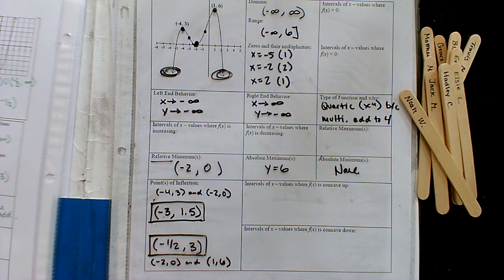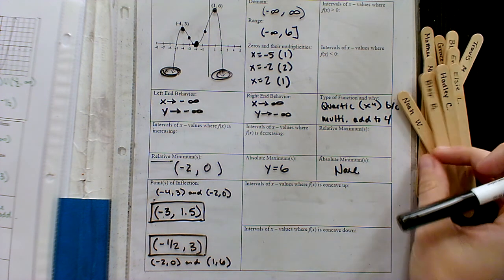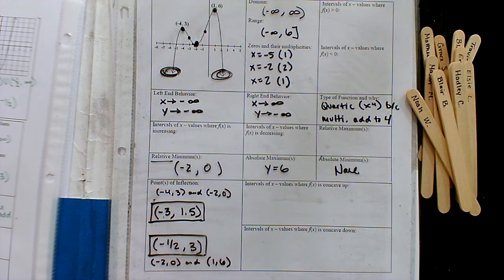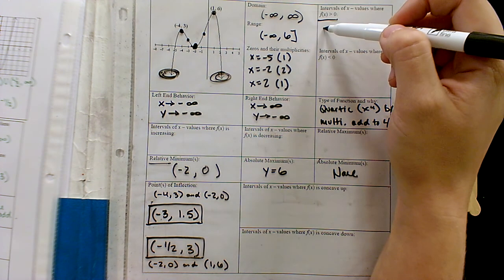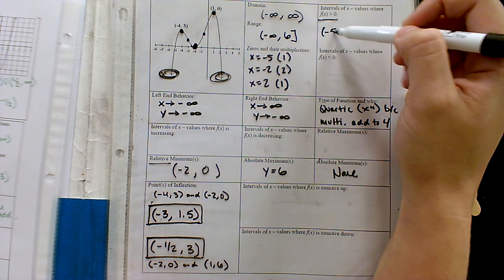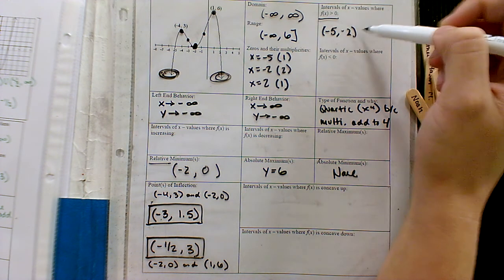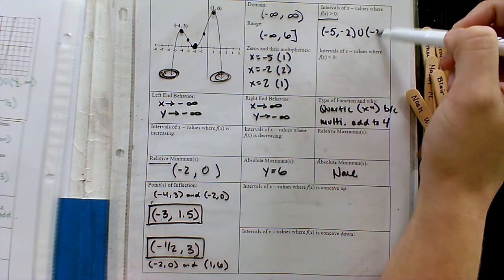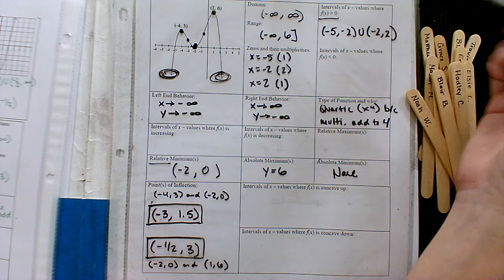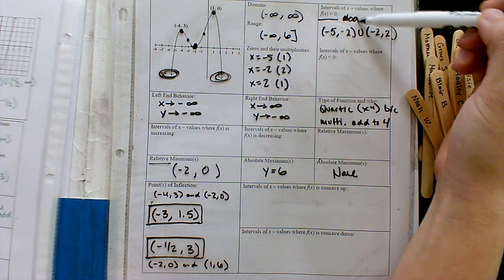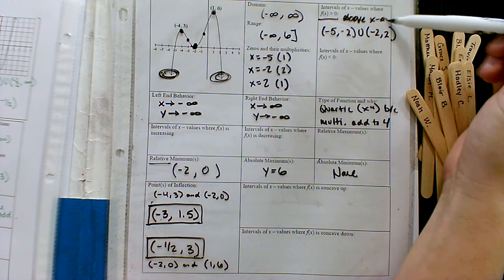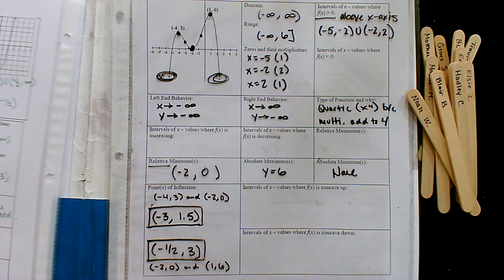Noah's not here. Blair, go ahead and pick one. Intervals of x where f(x) is greater than 0. Go ahead. Negative 5 to negative 2, both parentheses. Okay. 2, and then negative 2 to 2, both parentheses. All right. And what characteristic were you identifying there? Where it's above the x-axis. There we go. Above the x-axis. Looks good.